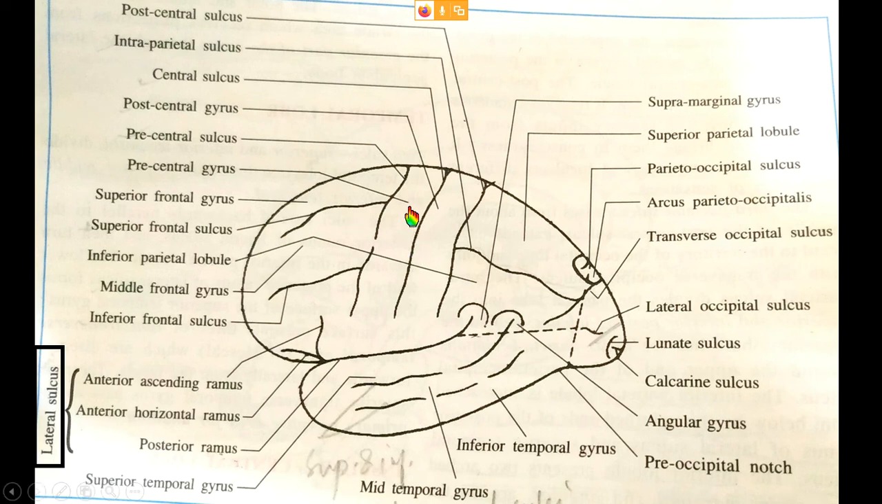In the frontal lobe we have seen the precentral gyrus, superior frontal gyrus, middle frontal gyrus, and inferior frontal gyrus. The sulci are the precentral sulcus, superior frontal sulcus, and inferior frontal sulcus. Coming to the parietal lobe, the two sulci are the postcentral sulcus and intraparietal sulcus, and the gyri are the postcentral gyrus, superior parietal lobule, and inferior parietal lobule. In the inferior parietal lobule, you have seen the supramarginal gyrus and angular gyrus. So that is about the parietal lobe.